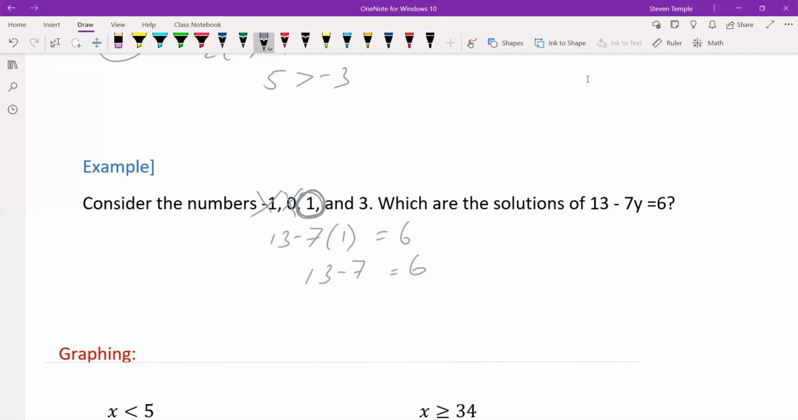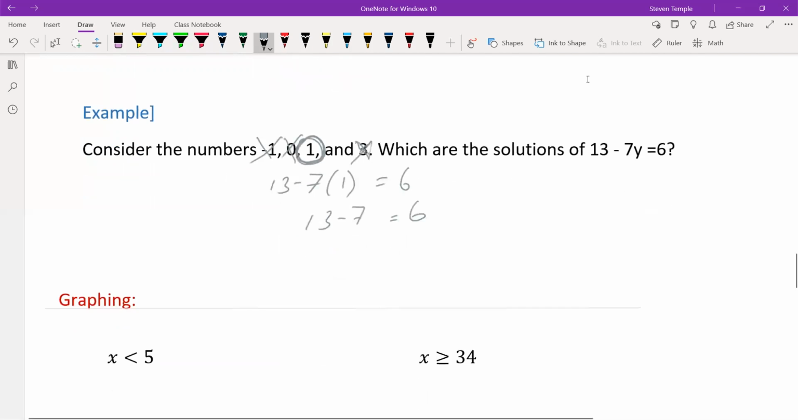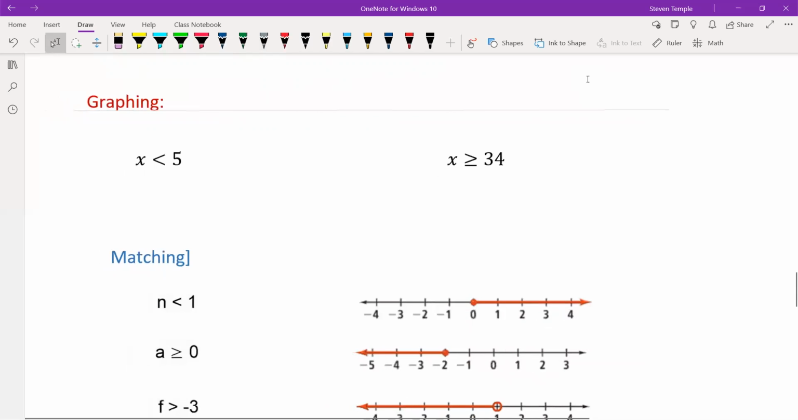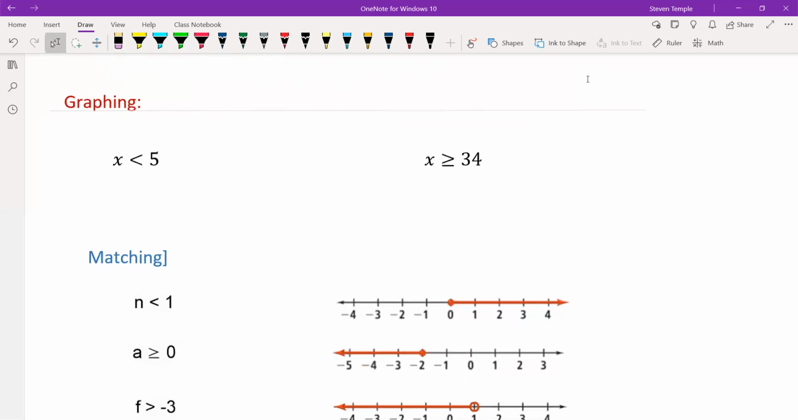Can I stop there, or should I check 3 out? Because it's an equal to, you're just finding one solution here. And the one above had multiple solutions, and 3 would not work. So we have to be careful. When you have inequalities, you could have multiple answers. In this case, because it's equal to, we have 1.